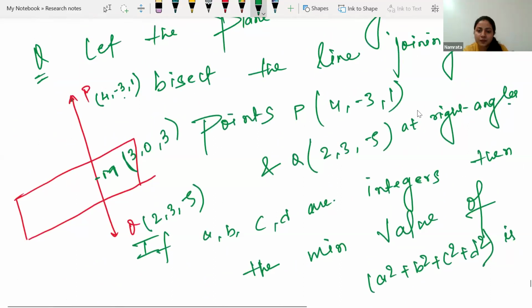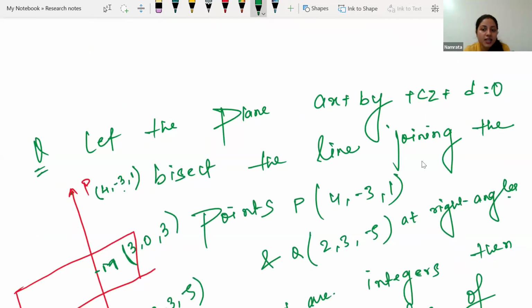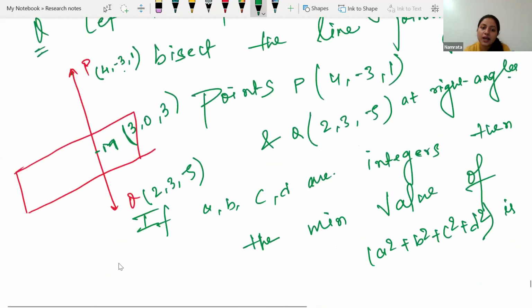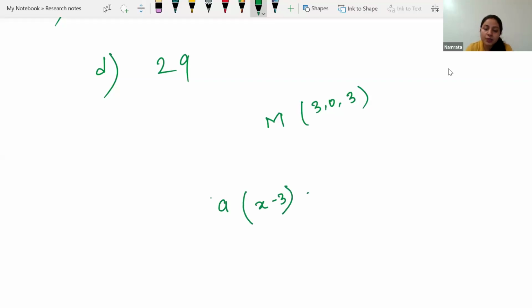Now we can say, for the plane ax plus by plus cz plus d that bisects the line joining, this point M is lying on the plane. Since the plane is bisecting the line, we can write the equation of a plane passing through M. M is 3, 0, 3. Yes, everyone is getting 3, 0, 3. So we will have the equation of the plane passing through this point, which we have already discussed: A(x minus x1) plus B(y minus y1) plus C(z minus z1) is equal to 0.